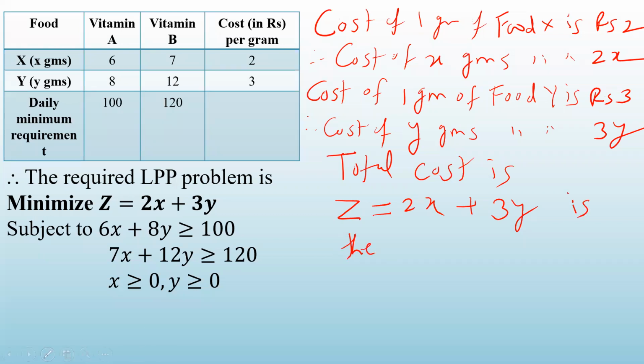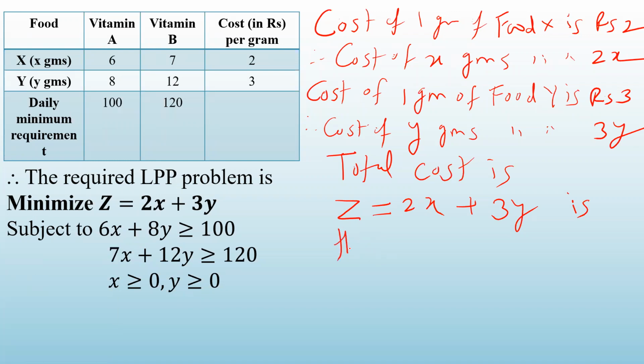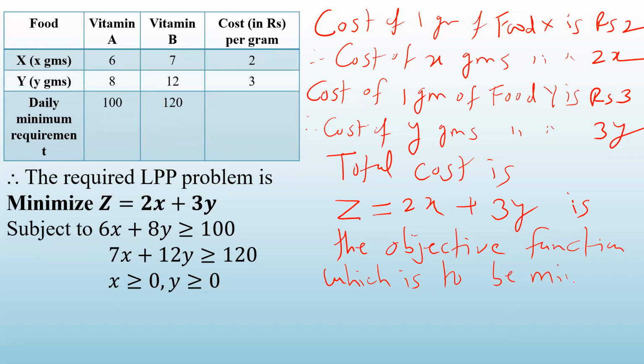Is the objective function which is to be minimized. Whenever you are given a linear programming problem, the very first step is to find the objective function. First part. So this is the objective function which is to be minimized. Okay.